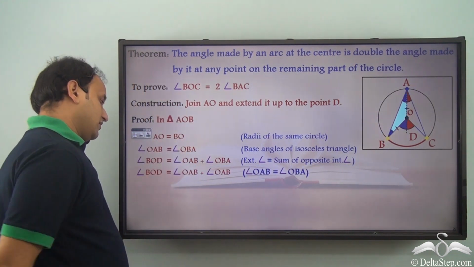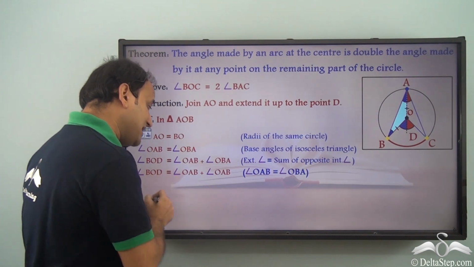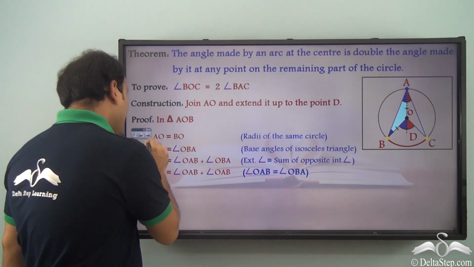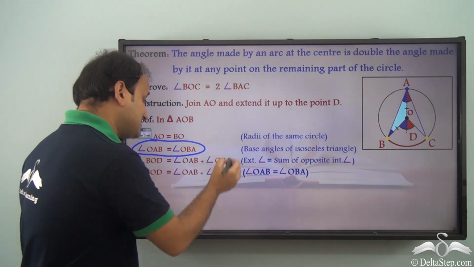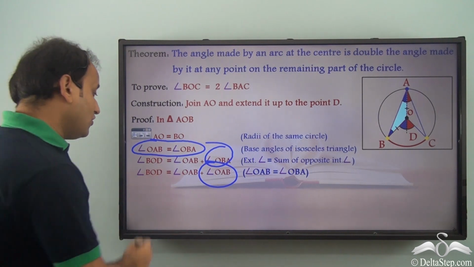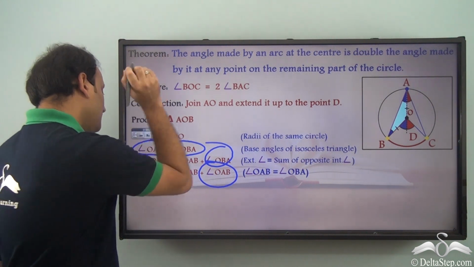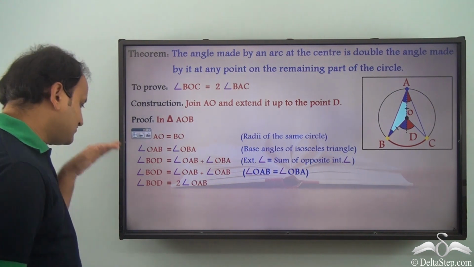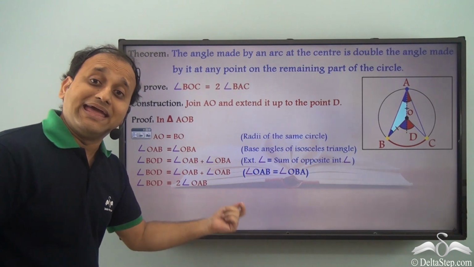Now, we can also write angle BOD is equal to angle OAB plus angle OAB, because we have already proved angle OAB is equal to angle OBA. So in place of OBA, we can write OAB. So angle OAB plus angle OAB, which is 2 into angle OAB. So, angle BOD is equal to 2 into angle OAB.